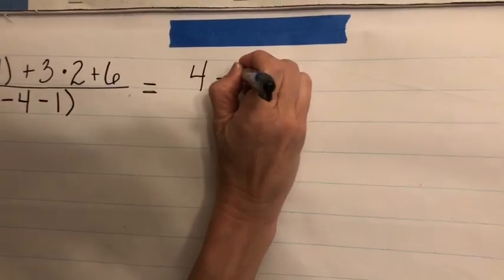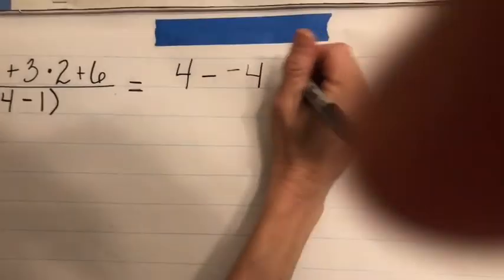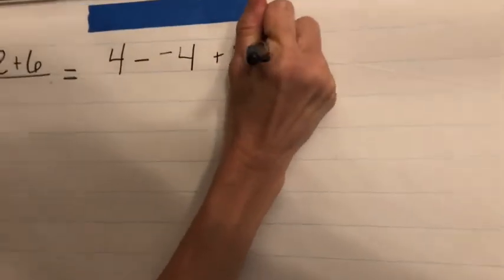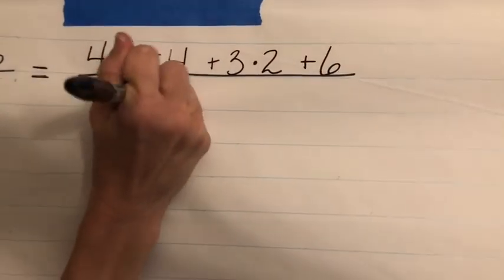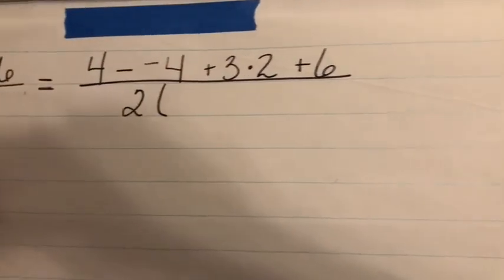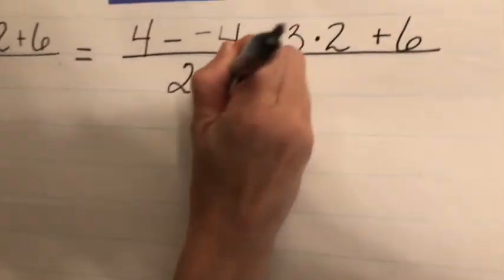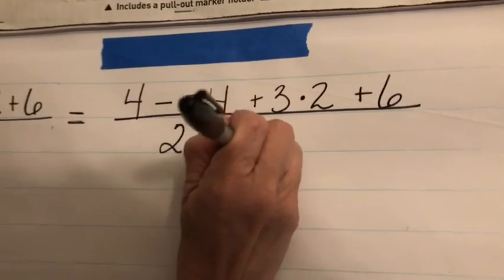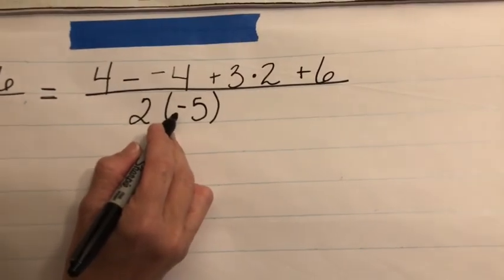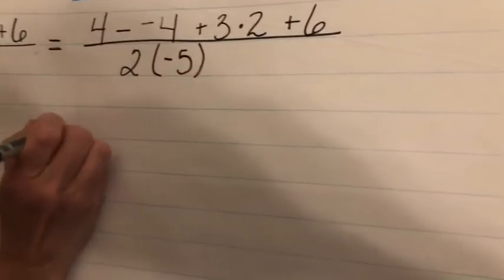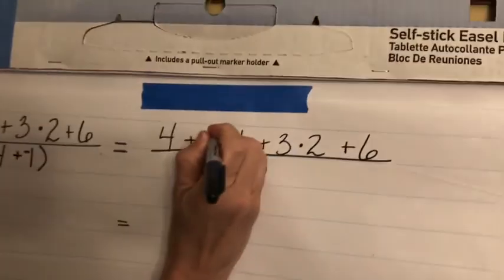So 4 minus -4, okay, don't lose the fact that there's 2 negatives there, plus 3 times 2 plus 6. Divided by 2 times -4 minus 1, which is the same thing as -4 plus -1, okay, which gives us -5. The signs are the same, so we add. They're both negative, so the answer is negative. Okay, so now we can move on. We're going to fix this double negative because a double negative is a positive, right?